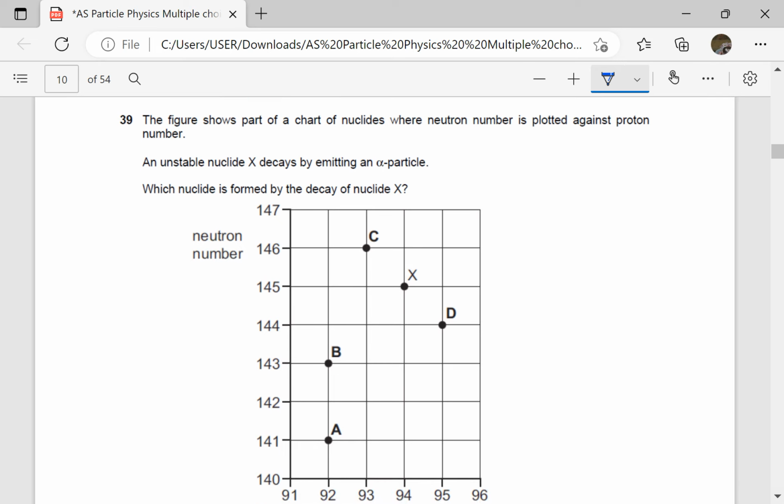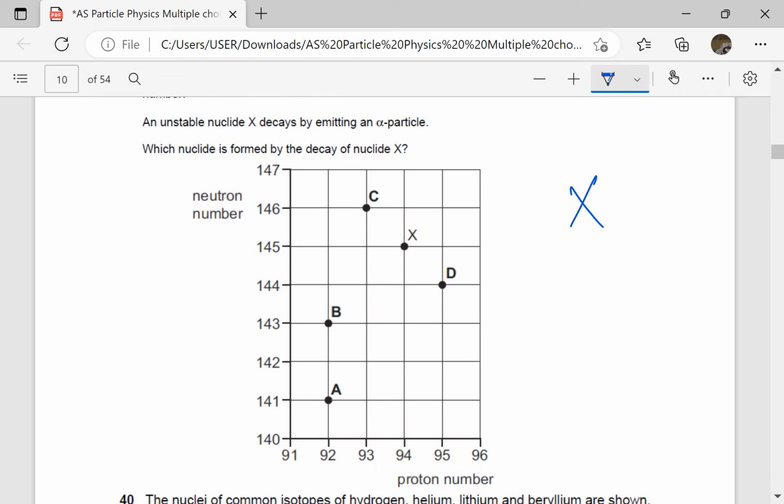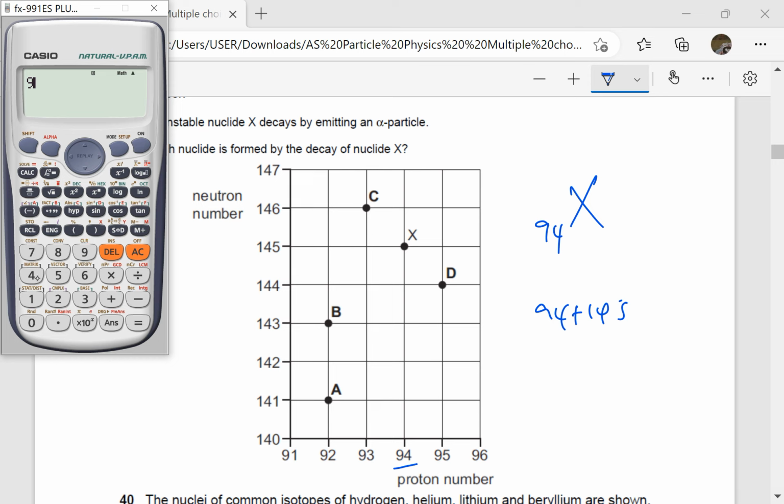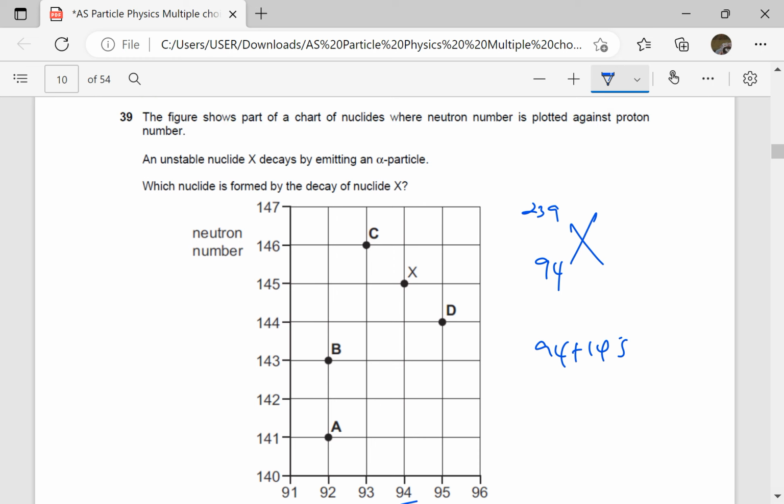Let's look at X. This is a graph of neutron number against proton number. So X has a proton number of 94 and the nucleon number is 94 plus 145, to get the number of nucleons. So there are 239 nucleons.